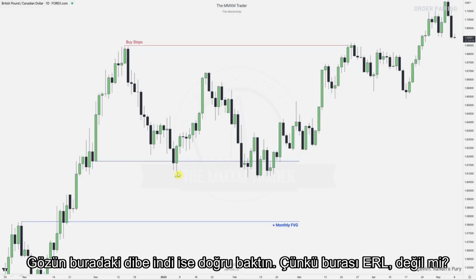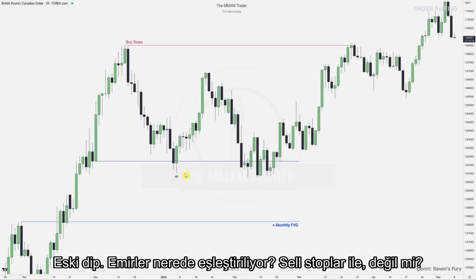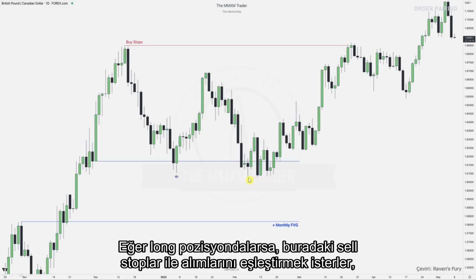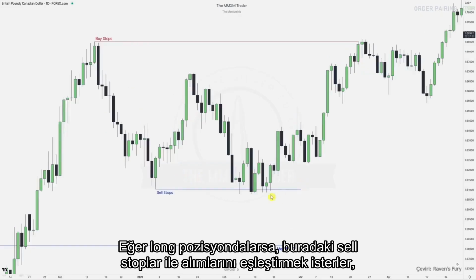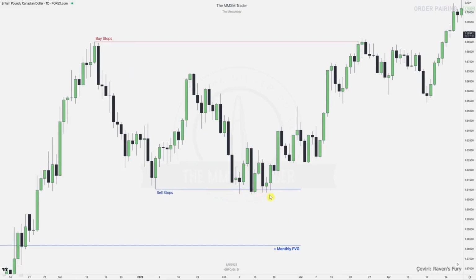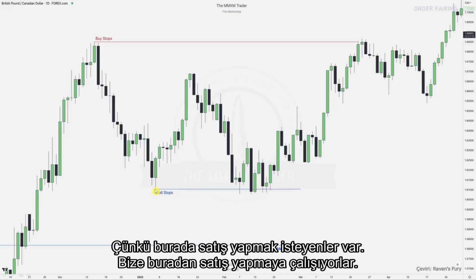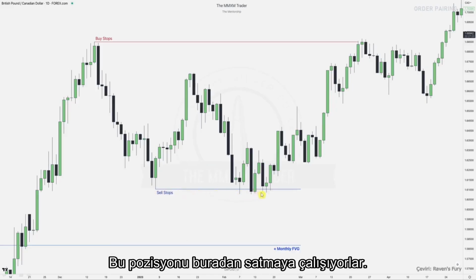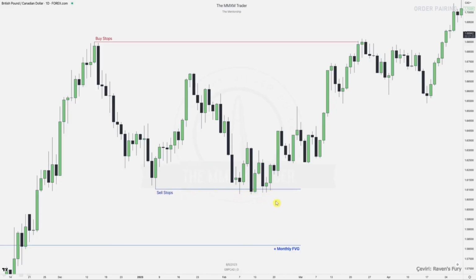If your eye went down into this low, you are correct, because this is external range, right? An old low. Where are the orders being paired up? With sell stops, right? So if they are long, they want to pair up their buys with sell stops, which is down here. So we have sell stops down here. Smart money is accumulating down here. Why are we accumulating down here? Because there are willing sellers trying to sell this position down here.